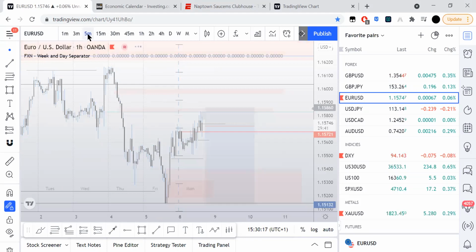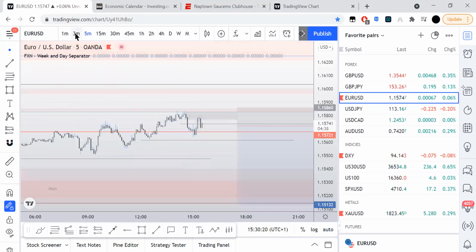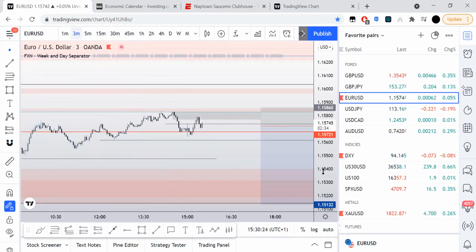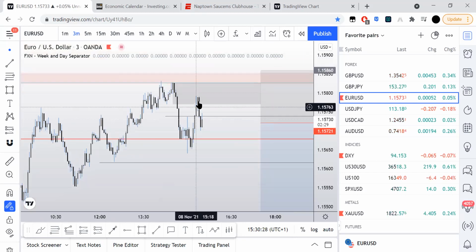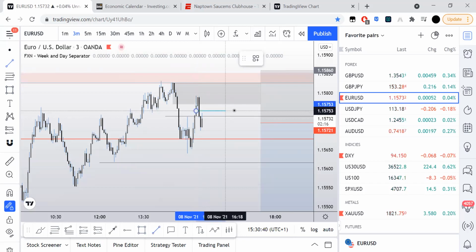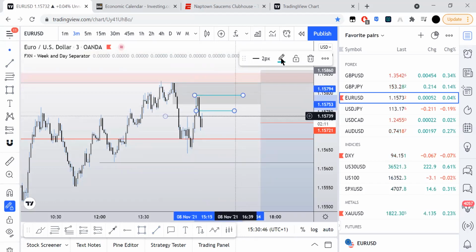Five minute. 3 minute. So you want to see this hold now? This right here. This should be your expectation. This range to hold.